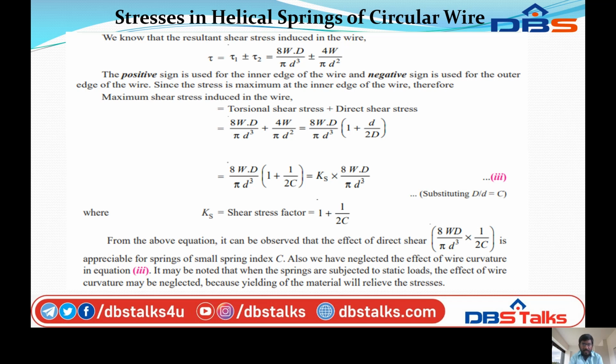So that is 8 into W into D by pi d cube into 1 plus d by 2D, which is equal to 8 into W into capital D by pi into d cube into 1 plus 1 by 2C, that is equal to Ks into 8 into W into D by pi into d cube, substituting small d by capital D is equal to 1 by C.